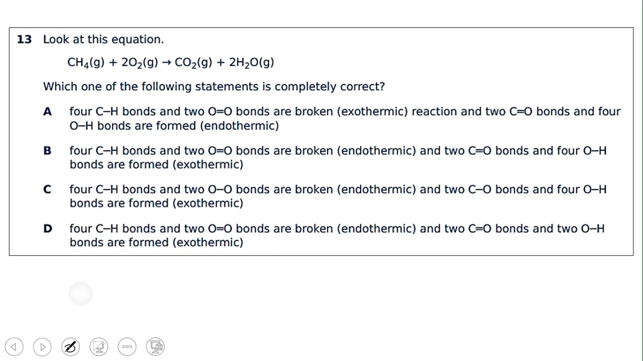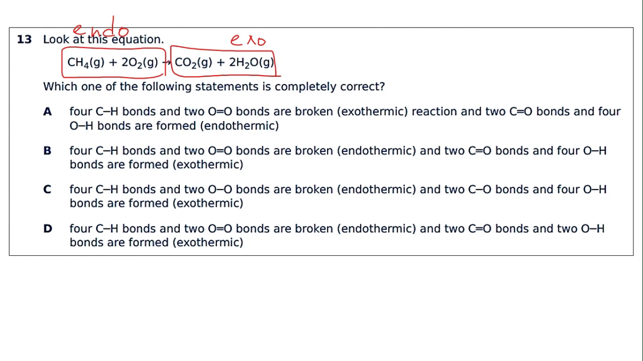Question number 13. Look at this equation and see which of the following statements is completely correct here. Here they are talking about bond breaking and bond forming. Before moving toward the options, just see from the equation: the reactant side will be the bond-breaking side, so it should be endothermic. The product side is the bond-formation side, so it should be the exothermic side. Like this, you can cancel some of the options here.